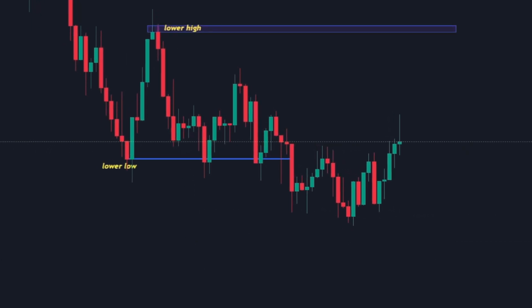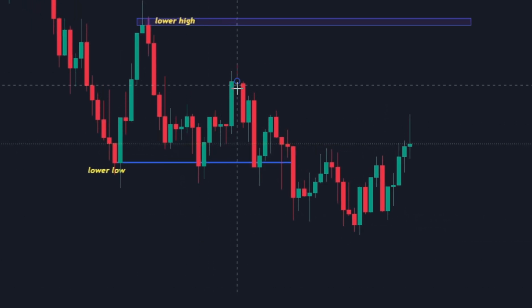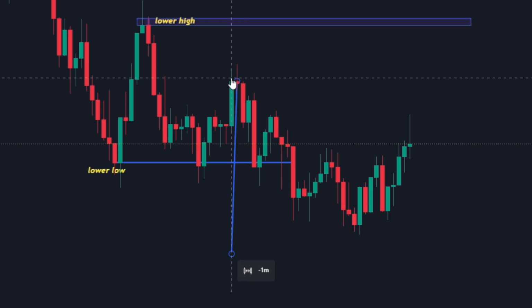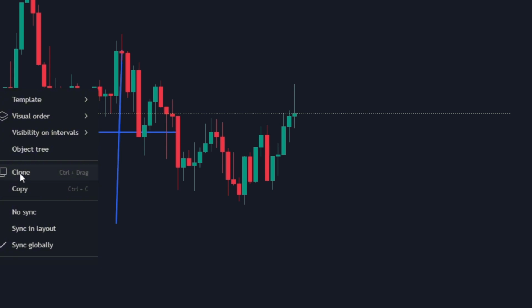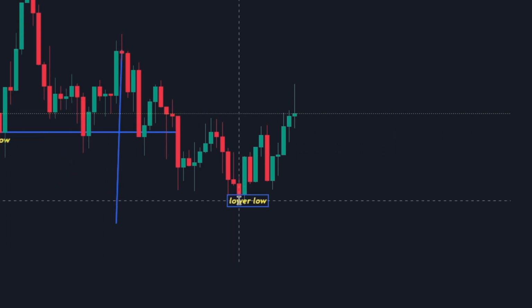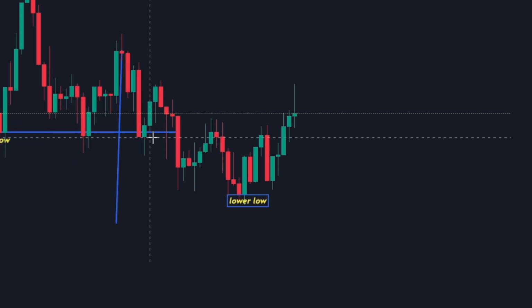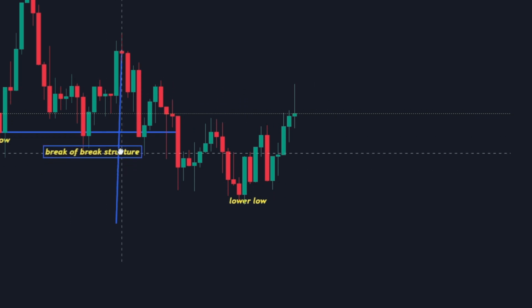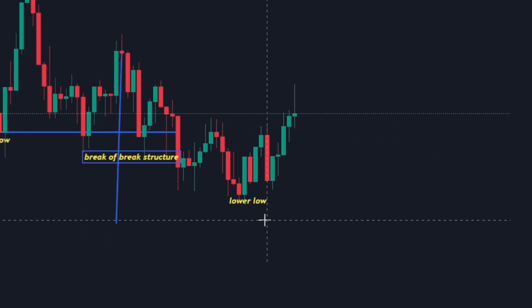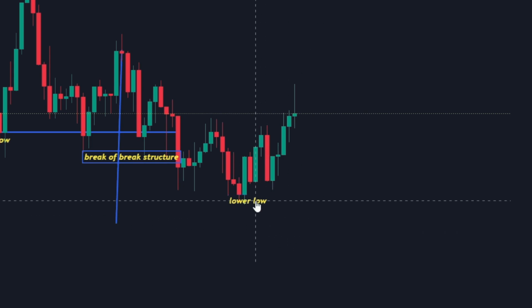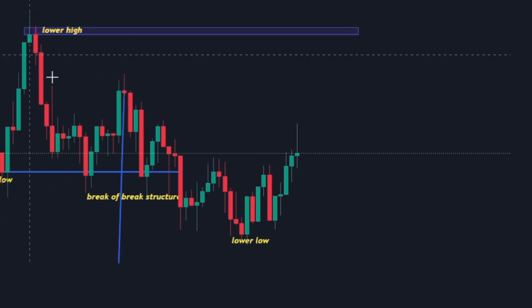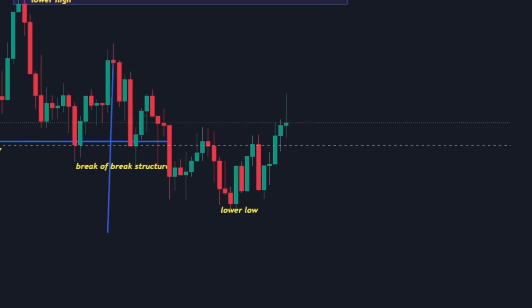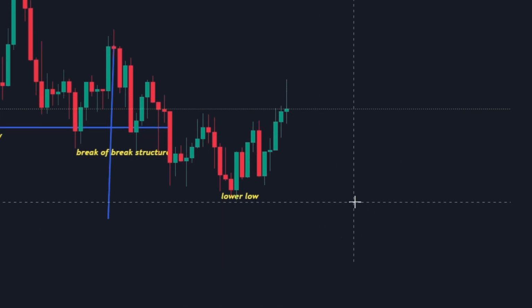Then here we are getting this move to the downside. This move to the downside is creating a new lower low right here, and it is giving us a break of structure around this zone here, as price is creating a new lower low below the previous lower low. This indicates to us that the price is shooting downwards. The price is in a downtrend.